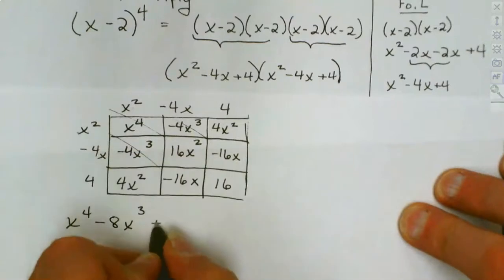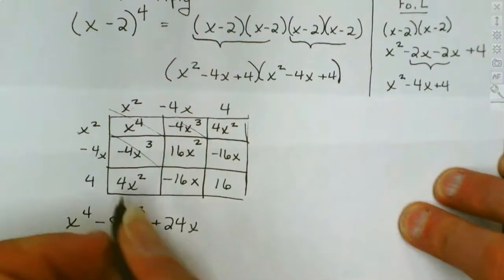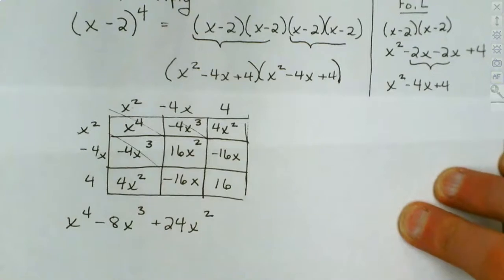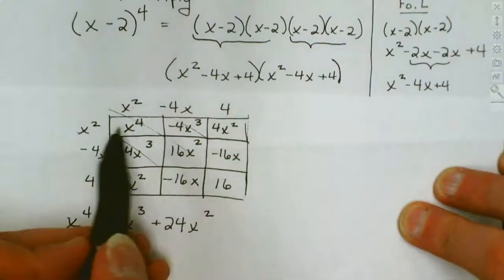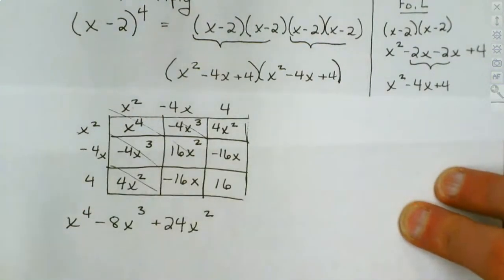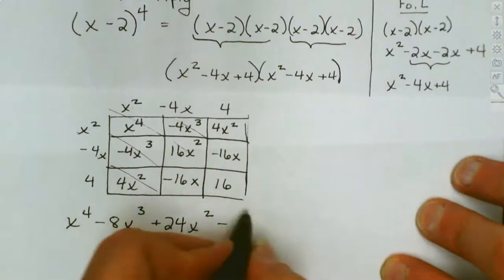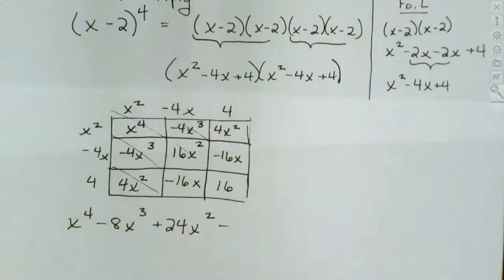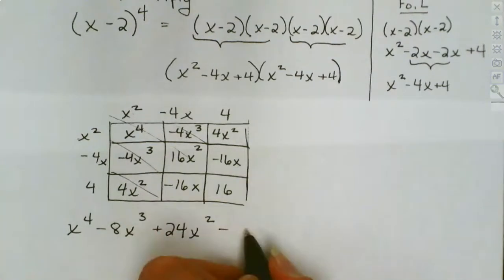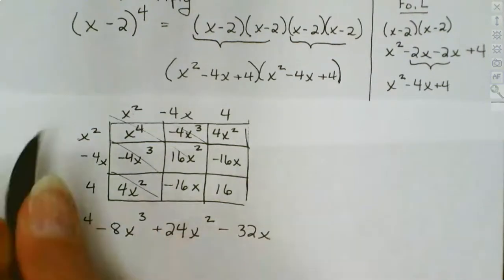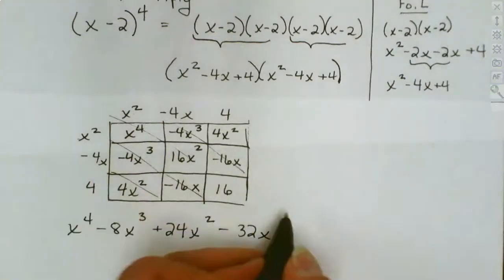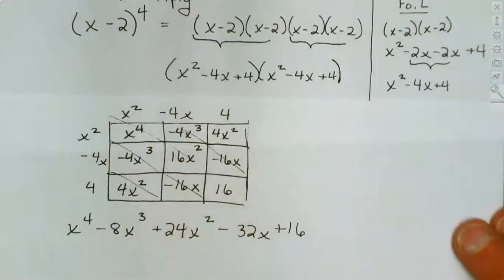That should make it a 24x squared. Minus 16 and minus 16. That should make it a minus 32. 16 and 16. That makes it a minus 32x. Don't forget about that x part. And then finally we have a 16.